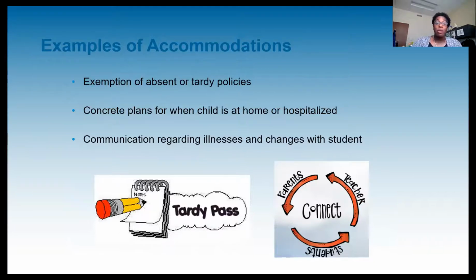Also being exempt from absent or tardy policies due to illness, doctor visits, clinic visits, and hospitalizations. So making sure that they are not being punished or penalized for having to miss school or being late. And then making sure that there's a concrete plan for when a child is not at school because they're either sick at home or they have been hospitalized.